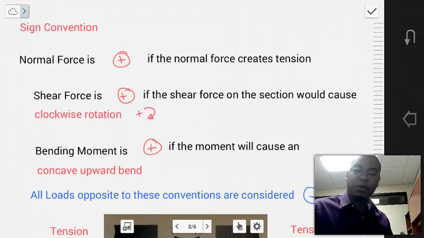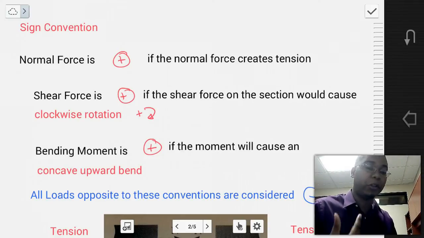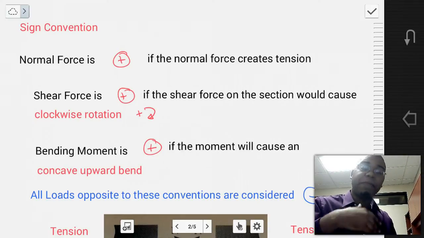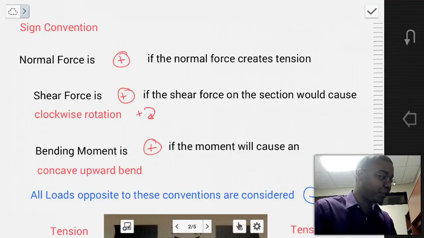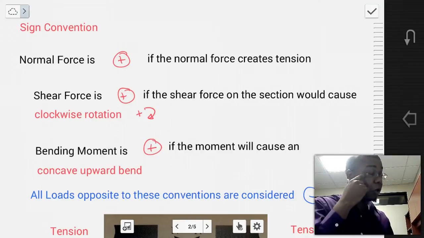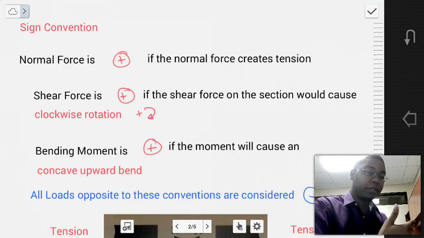So what we would do when we have a problem like this and we need to determine the internal load is apply the method of sections, list our internal forces and our given known forces, and then do the sum of the forces and the sum of the moments to calculate the value of those internal forces.